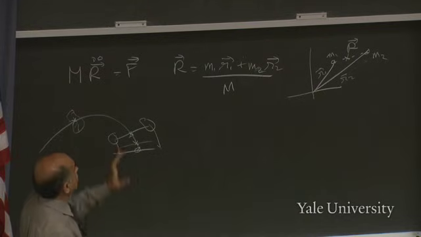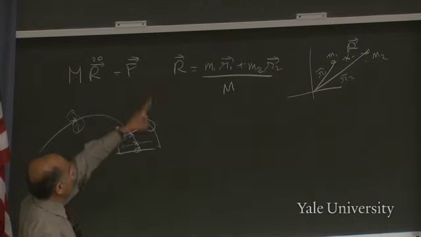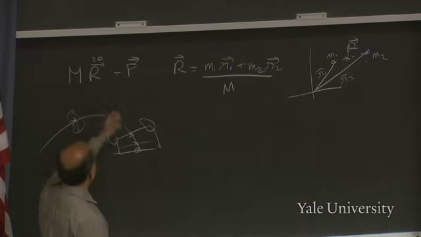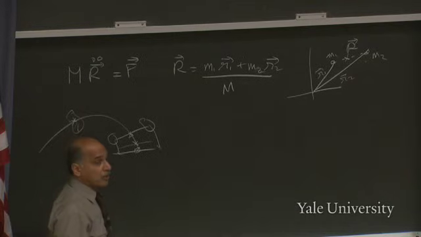So everything I'm going to do today is to take that equation, m x double dot equal to F, or M r double dot equal to F in vector form, and deduce all the consequences.